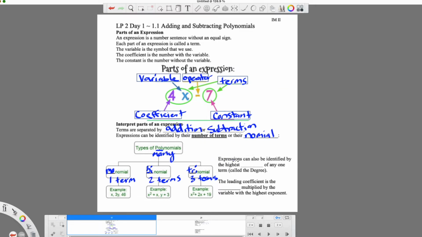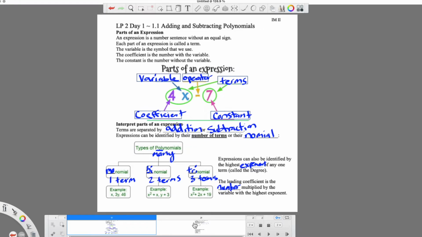Expressions can also be identified by the highest exponent of any one term, and that's called its degree. So that's what we're going to do in the next couple problems. We're going to identify its degree. The leading coefficient is the number multiplied by the variable with the highest exponent. So that's quite literally what we're going to do on the next couple of pages here. We're just going to go through and let me get this open on my side here. And we're going to determine the degree, and then we're going to determine the leading coefficient.